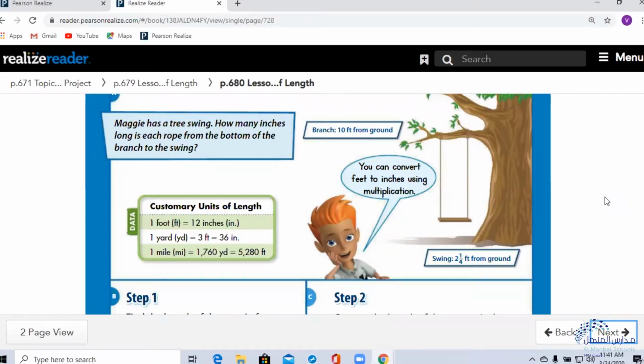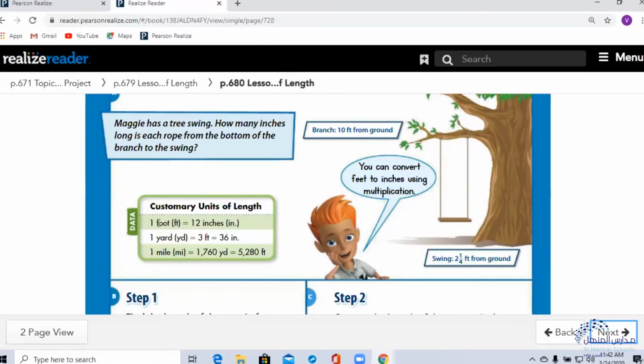If you turn to page number 680, there is a little data set that I need you to memorize for only this lesson. This is customary units of length. What we will be discussing today is length. Length is how tall or short something is, or how long something is.